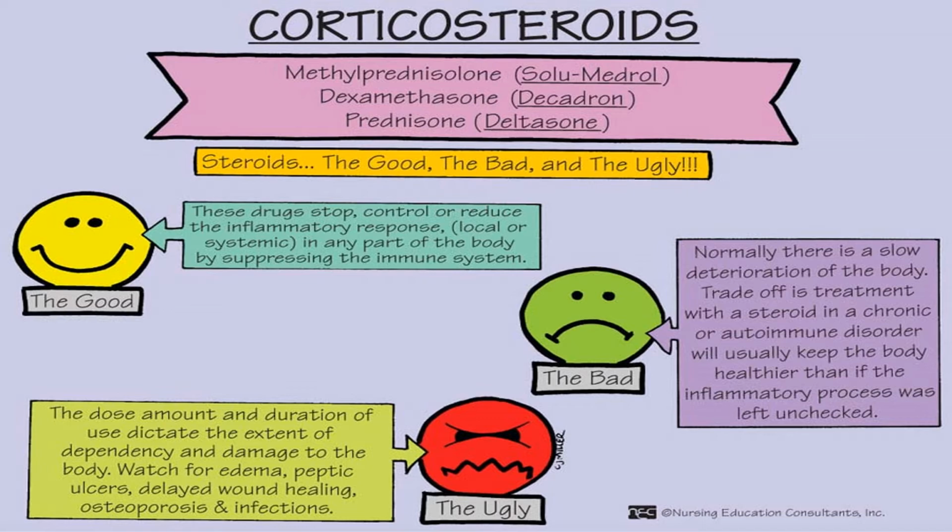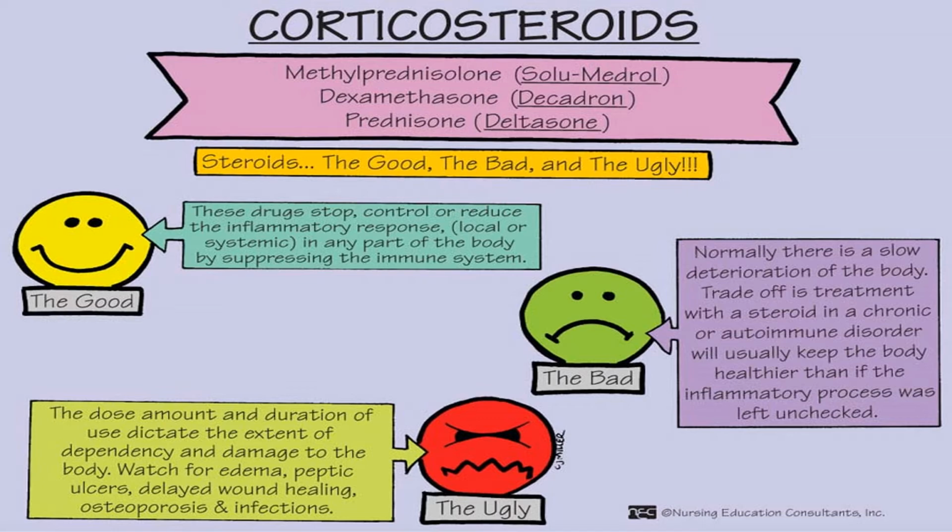So I've got a pictogram that shows you the different types up at the top: methylprednisolone, dexamethasone, and prednisone. Notice "one" is at the end of those words, the generic names of those medicines. And I like this pictogram, the good, the bad, the ugly. The good talks about how the drugs stop and control or reduce the inflammatory response, both locally or systemically. Then the bad is normally there is a slow deterioration of the body. The trade-off is that treatment with steroids in a chronic or autoimmune disorder usually keeps the body healthier than if the inflammatory process was left unchecked.